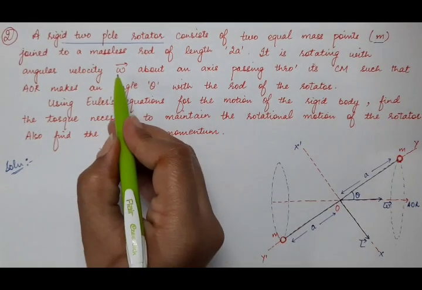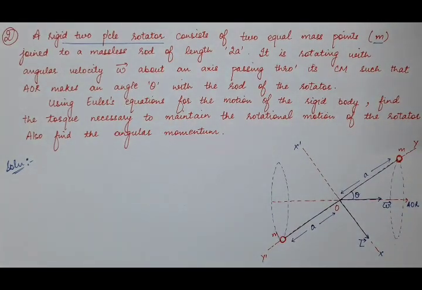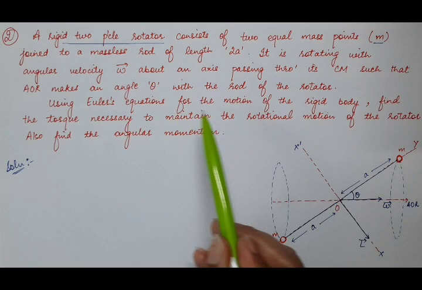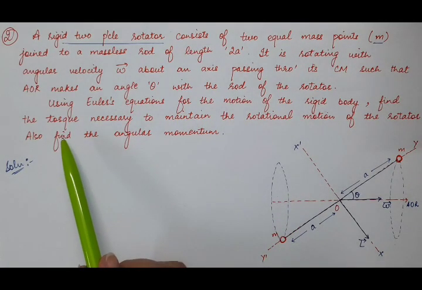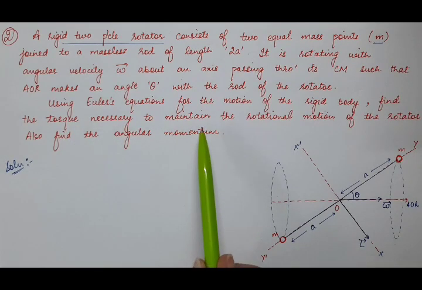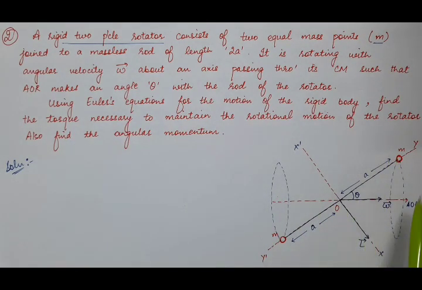So what about this angular velocity omega? We all know that the direction of angular velocity vector is in the direction of axis of rotation. So that is why I have taken this omega vector, the angular velocity vector, in the direction of axis of rotation. Now what we have to do is, using Euler's equations for the motion of the rigid body, find the torque which is required to maintain the rotational motion of this rotator.